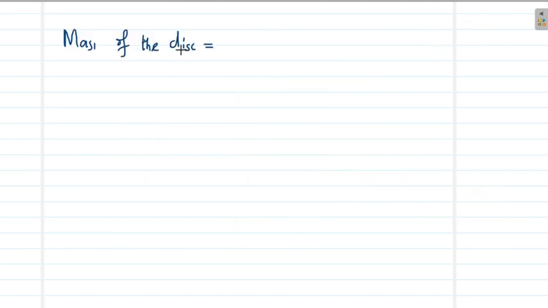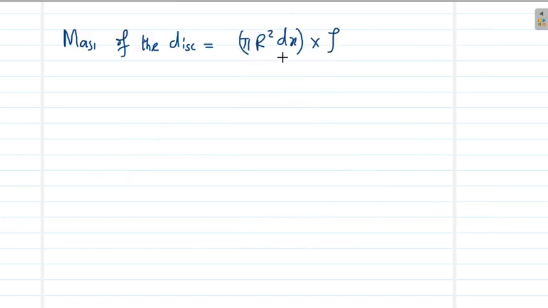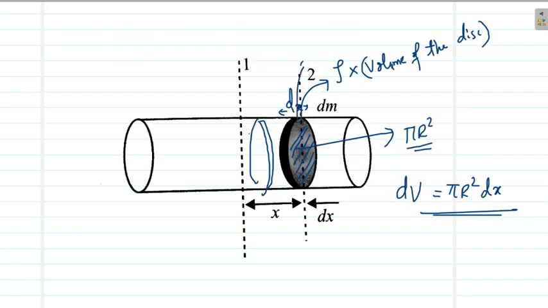Therefore, the mass of this disc will be pi r square dx, which is the volume of the disc, multiplied by the mass per unit volume, which is rho. This will be the total mass of the disc that we have considered. Similarly, the mass of any of the discs that we take at any arbitrary length will be of this value, since we keep the dx length fixed. Now, having known this value of mass, let us calculate the moment of inertia of the disc.